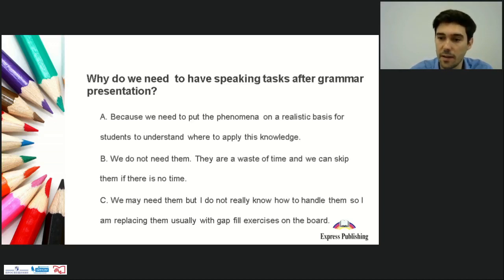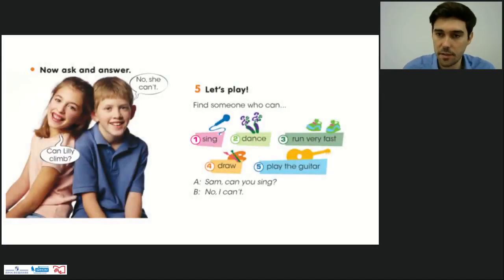We need the students to understand, first of all, why the grammar is there, why it's being used, and also understand where to apply the grammar rules effectively, and also to be able to actually use the grammar in a realistic context. So at primary levels, we can normally achieve this by introducing a communicative activity or some kind of game to activate the grammar.